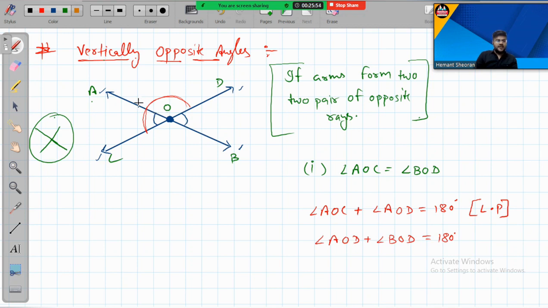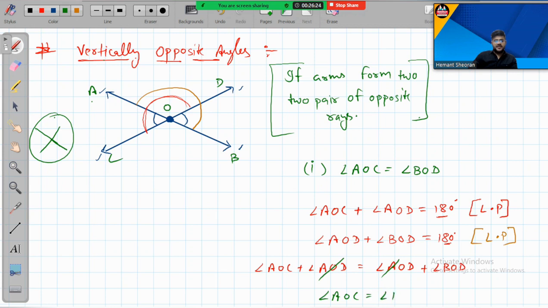This whole angle I'm talking about this time. Yes or no? Yes. The reason is again linear pair. So if they both are 180, then their right-hand sides are equal, so the left-hand sides need to be equal too. So I can simply say angle AOC plus angle AOD equals angle AOD plus angle BOD. Yes or no? Now you can cancel this, so we are just left with angle AOC equals angle BOD. That's what you have to prove.